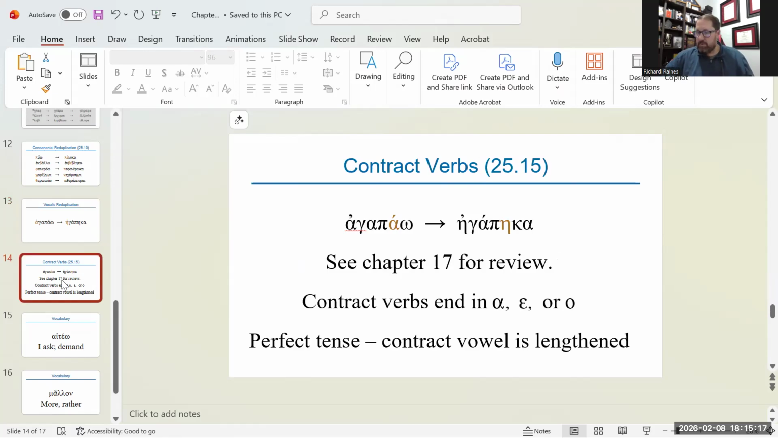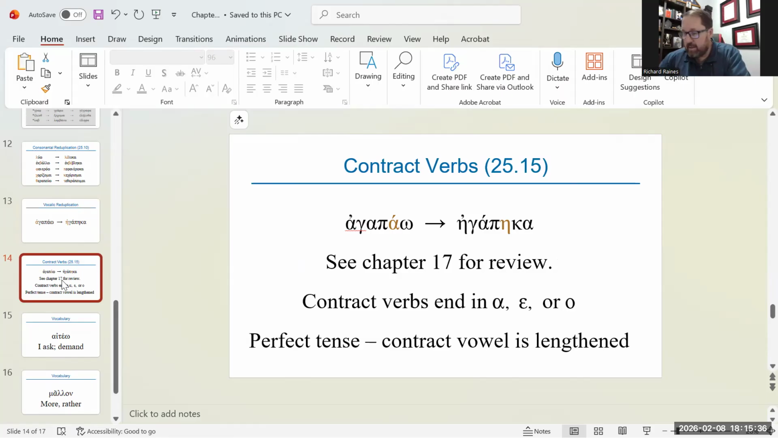Not going to spend a lot of time on contract verbs. If you go back to chapter 17, you can review contract verbs, but essentially a contract verb just ends in alpha, epsilon, or omicron. In the perfect tense, that contract vowel is just lengthened. That's really all it is.